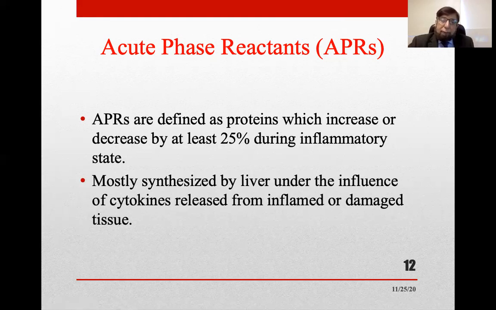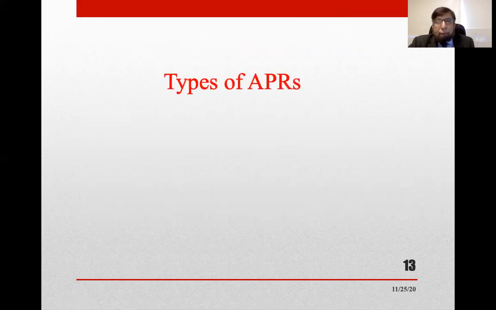They are mostly synthesized by the liver under the influence of cytokines released from inflamed or damaged tissue. So what happens is that when there is an inflammation or damage to the tissue, certain cytokines are released. These cytokines then influence the liver, which synthesizes the acute phase proteins. Acute phase reactants we can classify according to three classifications.